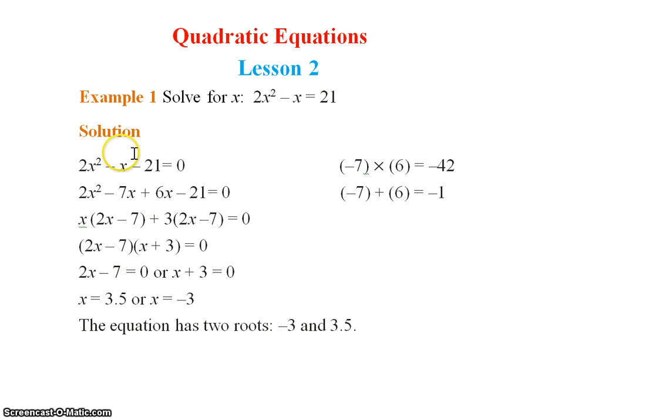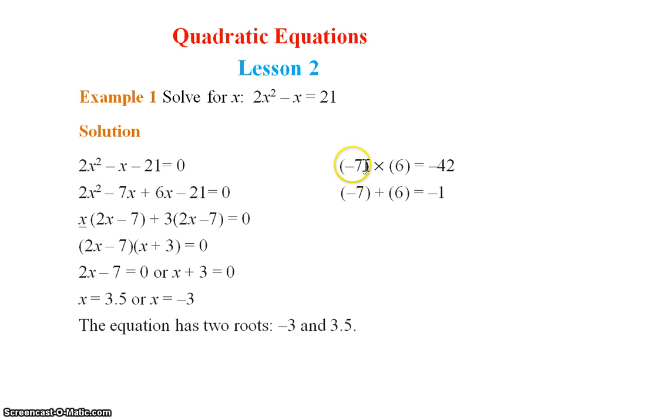We can factor the quadratic trinomial 2x squared minus x minus 21. In order to do it, we try to find two numbers with the same product as the product of the first coefficient and constant term, and the sum of these two numbers must be equal to the second coefficient, which is negative 1. So we have to find two numbers which product equals negative 42 and sum equals negative 1. It is easy to guess the numbers.